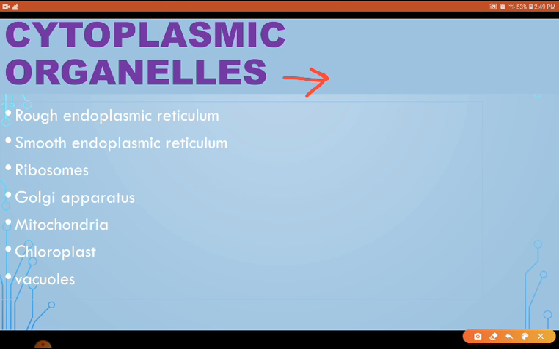They perform their specific functions and help the cells to perform the metabolic activities and all the activities of life. The major, or you can say the important, cytoplasmic organelles are rough endoplasmic reticulum, smooth endoplasmic reticulum, ribosomes, Golgi apparatus, mitochondria, chloroplast and vacuoles. These are some very important cytoplasmic organelles which are present in a typical cell.